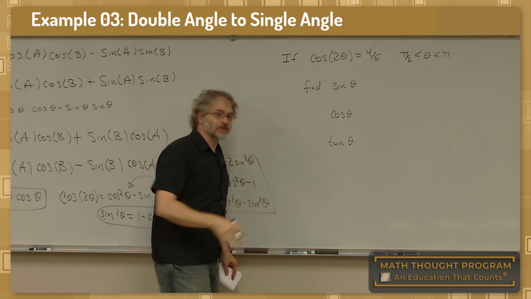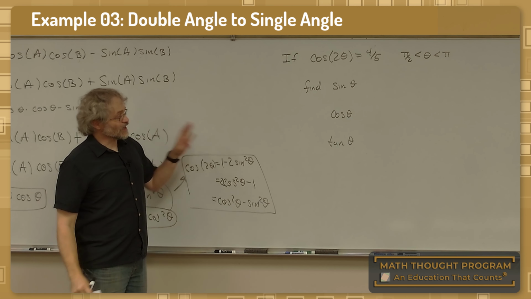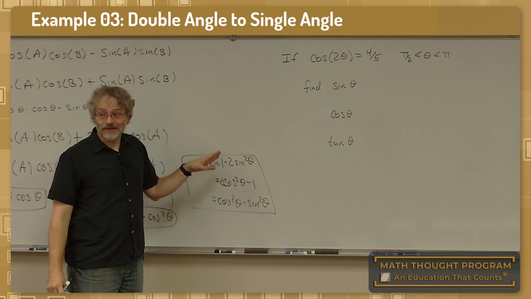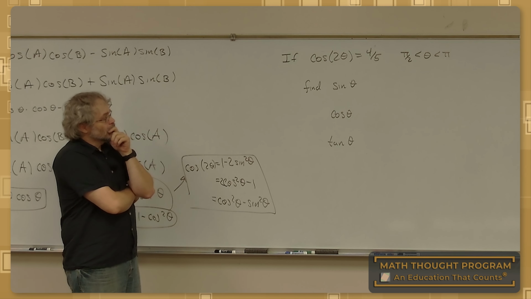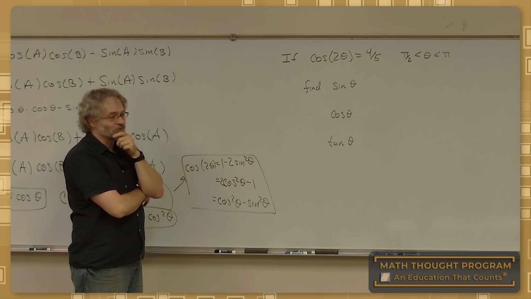Okay, so let's take the flip side of the argument. You've got to find sine of theta, cosine of theta, and tangent of theta. And what we know here is cosine of 2 theta equals 4/5.